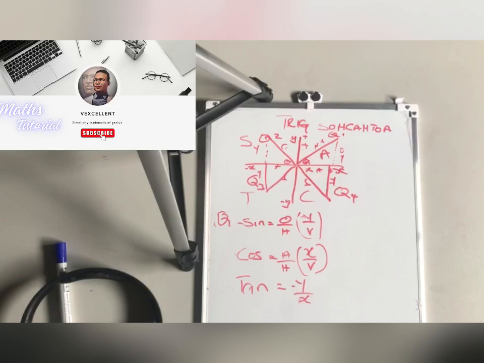And all my students will be like, but sir, this is "All Students Take Coffee." Yes, it's All Students Take Coffee. So we know the quadrants of the Cartesian plane: our quadrants are All Students Take Coffee.